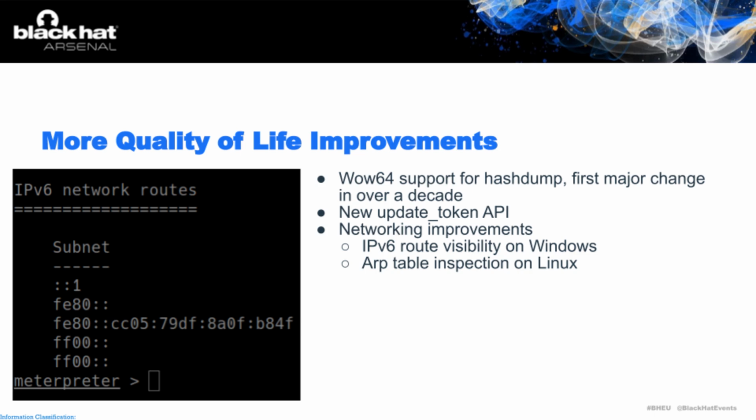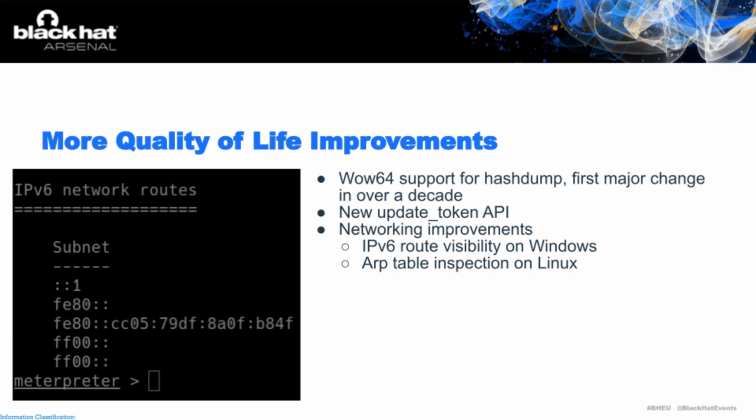What this means is that if you open a 32-bit session on a 64-bit host, you can now run hash dump, whereas previously you had to open a new session after figuring out what the problem was, and it was not a very user-friendly experience. So we're really happy that hash dump will simply work now as long as you have the necessary permissions. There are going to be no more architecture errors.